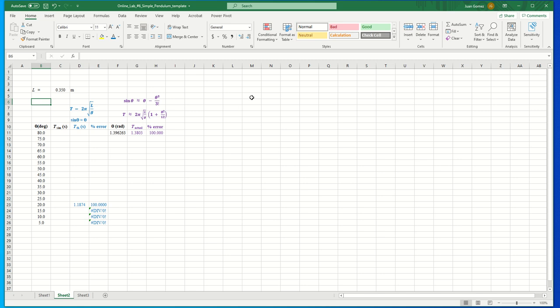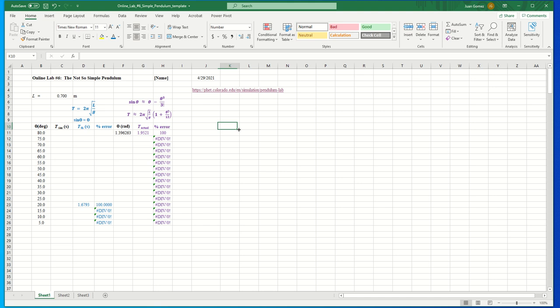And notice I've entered in the formula. For the small angle approximation, there's your theoretical period. For not restricting yourself to the small angle approximation, I've entered the formula in there. You're just going to have to copy the formulas down. Likewise, I already entered the formulas for the percent error. Just copy it down. Here, we're starting the percent error right there.